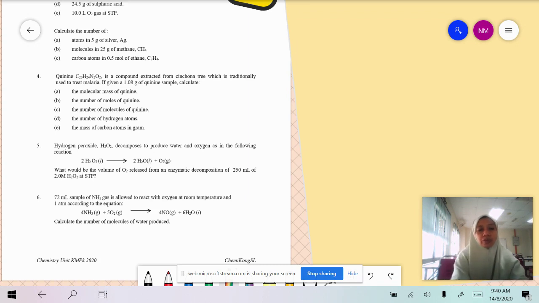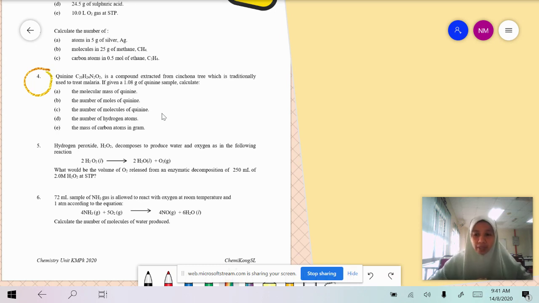I have question 4. As you can see here, it says quinine, C20H24N2O2. That is the molecular formula, and it is a compound extracted from the cinchona tree, which is traditionally used to treat malaria. If given a 1.08 gram quinine sample, calculate first the molecular mass of quinine. I think that question is easy enough.